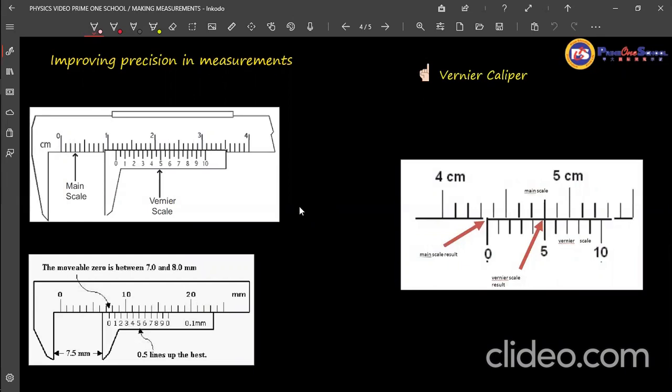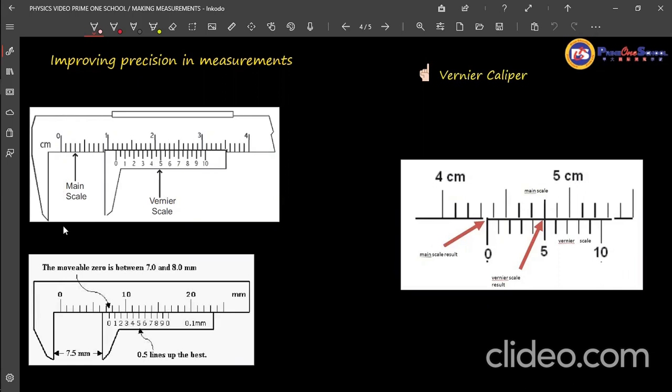Next. Previously you have learned about measuring length by using a ruler. Now I want to improve the precision in measurement. So the first one, I will use a Vernier caliper. You have to know how to measure by using a Vernier caliper. You must know how to read the scale of the Vernier caliper.